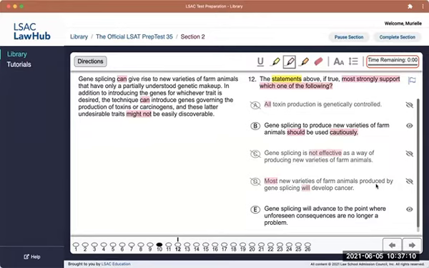Not necessarily. E, gene splicing will advance. So here we're also looking into the future, making a prediction. I don't think that we have enough evidence here to make a prediction. And here they're predicting that eventually we will know enough that we'll be able to foresee all of the consequences, or at least that the unforeseen consequences will not be a problem.